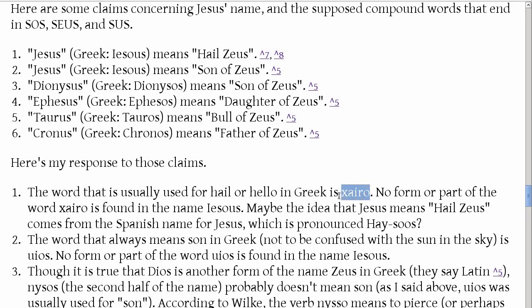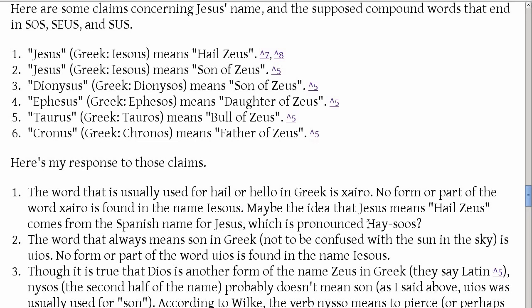Now, if you were to look up hero in the Greek dictionary, it means rejoice, but it was used as a greeting like our hello, kind of equivalent to good day. In English we say good day or good morning. They said rejoice. No form or part of the word hero is found in the name Iesius. You can compare it for yourself. English characters, but the Greek word is not in there at all. Maybe the idea that Jesus means Hail Zeus comes from the Spanish name for Jesus, which is pronounced Jesus.